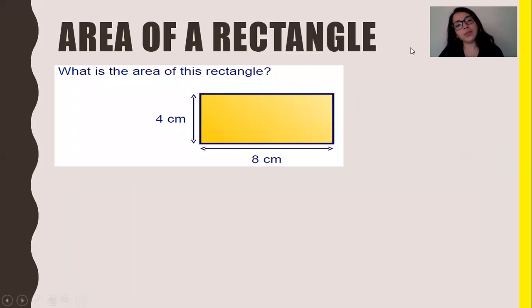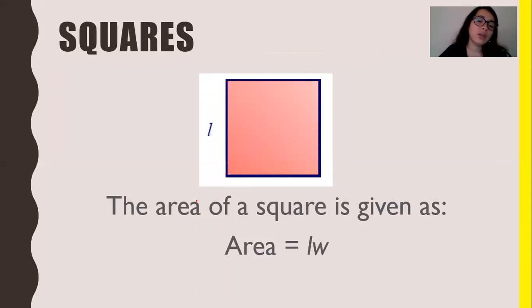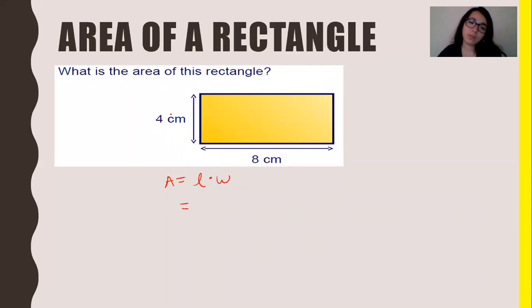So what is the area of this rectangle? For area of your rectangle, you would take your length times width. So if we look at this, we can call this length, we can call this width. 4 times 8. I know that 4 times 8 is 32, but then I want to make sure to put the units. My units are centimeters.